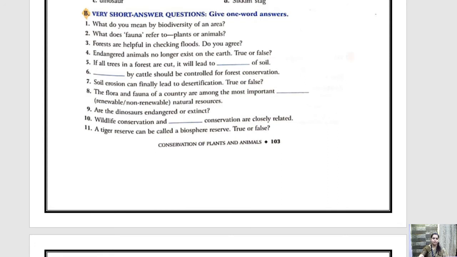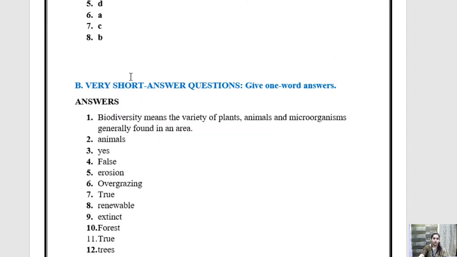Question 4. Endangered animals no longer exist on earth. True or false? Children, what are endangered species? Endangered animals are those animals which are on the verge of getting extinct. They are not extinct yet. So this statement is false. Endangered animals no longer exist on the earth is false, so write false here.